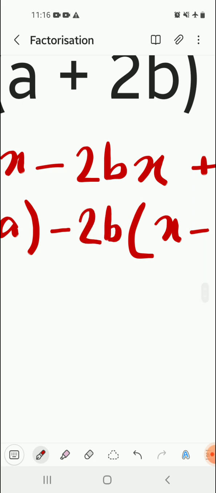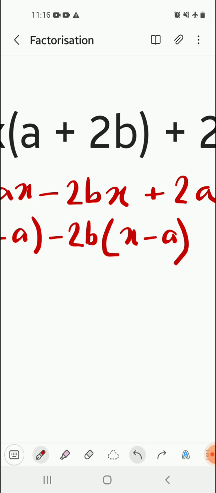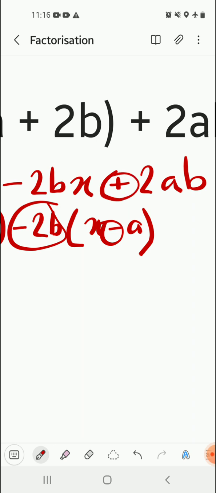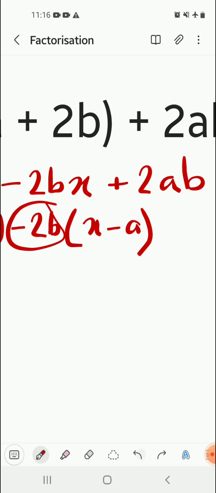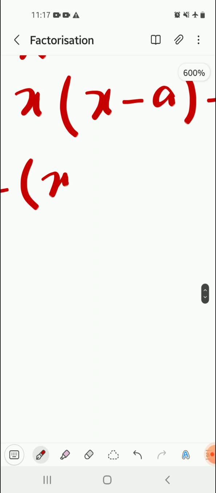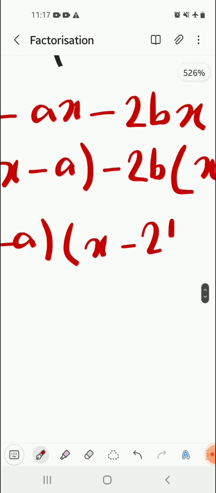minus 2b. See, minus 2b into x becomes minus 2bx, and it always matches with the last term automatically. See, minus 2b, minus into minus, we have got plus, and 2b into a is 2ab. Therefore, the term that we have got is x minus a is common. So the first factor is x minus a and the next factor is x minus 2b.